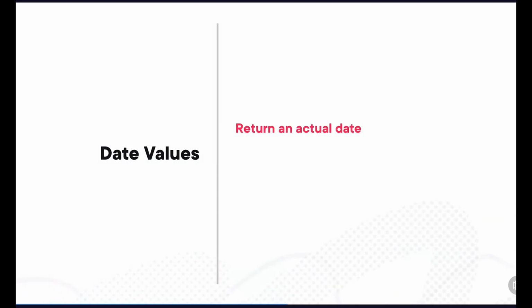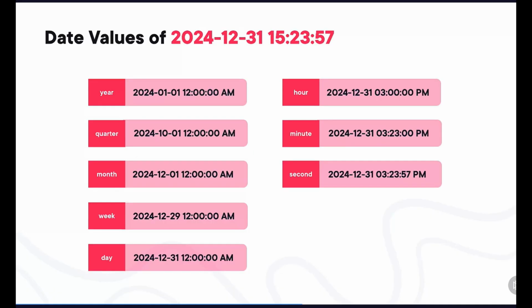Date values return an actual date that is truncated to a specific level. Here is an example that shows the date values of our same December timestamp. Date values always return an actual date that is truncated to the start of a selected period. For example, the month date value would produce December 1st with a 12 a.m. timestamp. The quarter date value would produce October 1st with a 12 a.m. timestamp. And if we truncate to the hour, our value would be December 31st with a 3 p.m. timestamp.